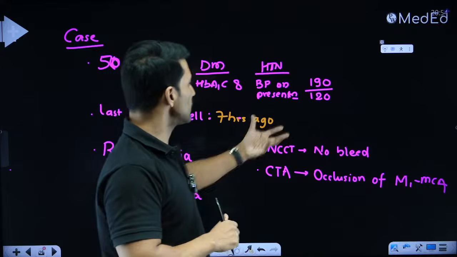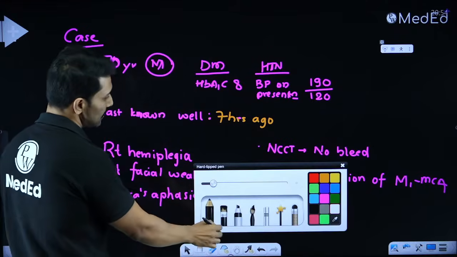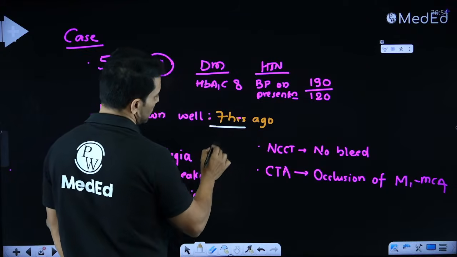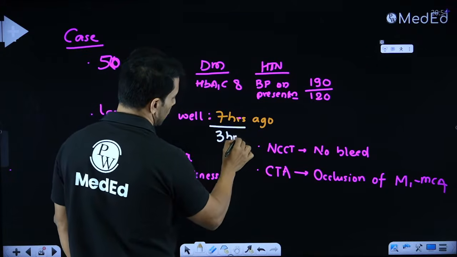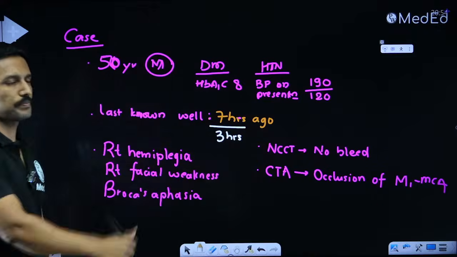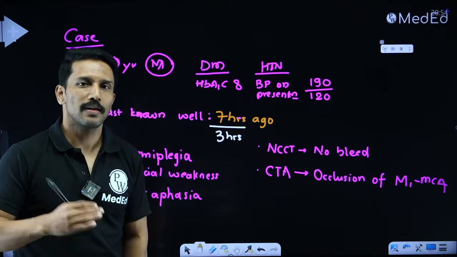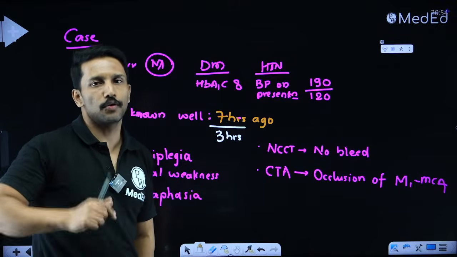Okay, but now let us change this scenario and let's say the same patient, but instead of 7 hours, he has presented 3 hours after the onset of symptom. Rest of the thing is same. Tell me what's the step that you are going to take.